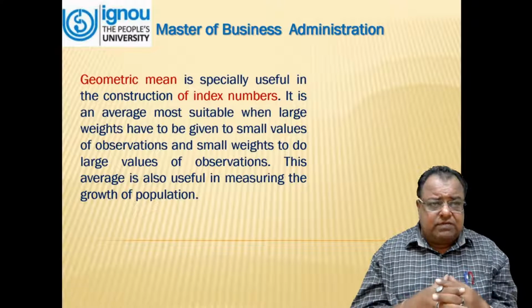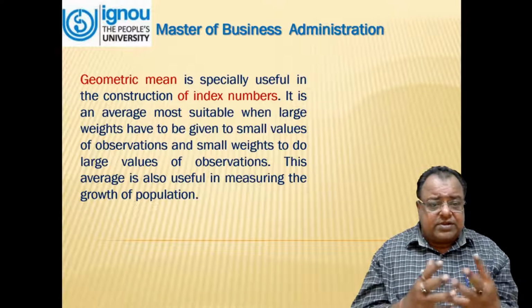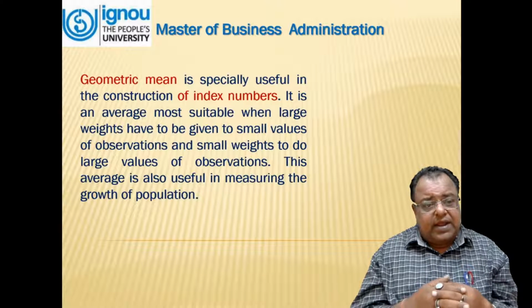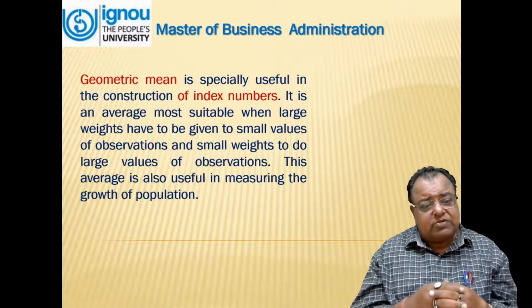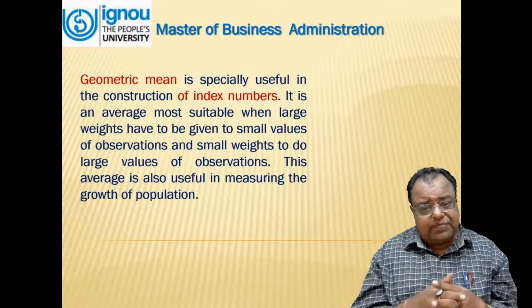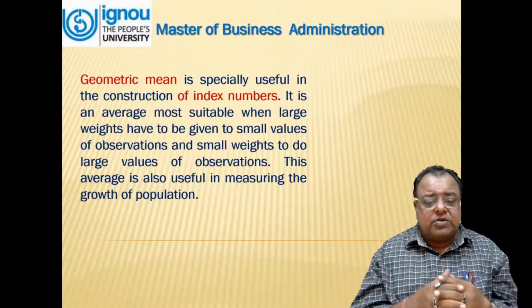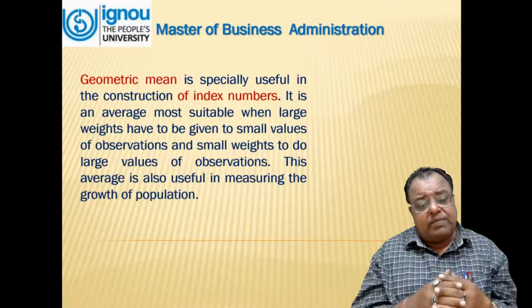Geometric mean is specifically useful in the construction of index numbers. When large weights have to be given to small observations and small weights to large observations, this average is also useful in measuring the growth of the population.